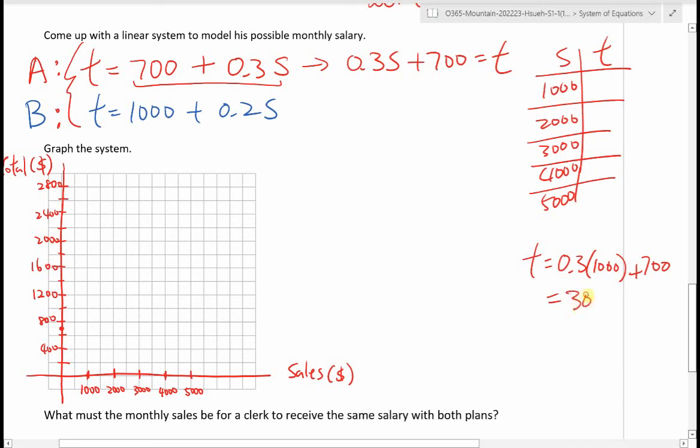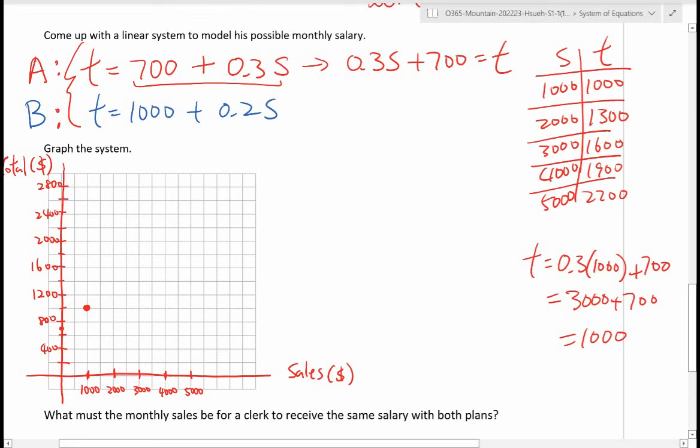0.3 times 1,000 is 300 plus 700. This is $1,000. So if you sell $1,000, you actually make $1,000. So right here, our second point is 1,000 comma 1,000. If you do the same thing for $2,000, you are gonna make 1,300. This is gonna be 1,600. You see that? Notice how it's going up by 300 each time, and 2,200.